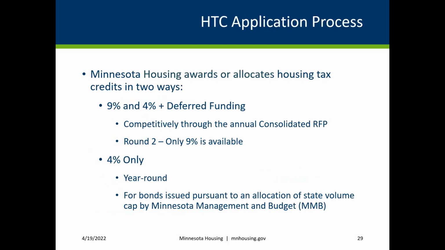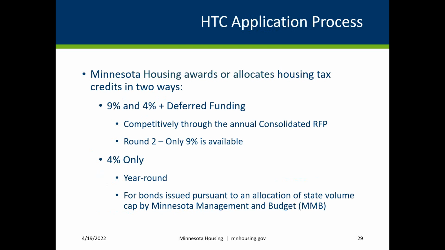Since 4% credits generate less equity and syndication proceeds than 9% credits, typically a development is left with a capital gap needing to be funded. So that gap can potentially be filled with funding sources from Minnesota Housing and our funding partners. So projects can apply under this structure in the event that Minnesota Housing is the HTC allocating agency.